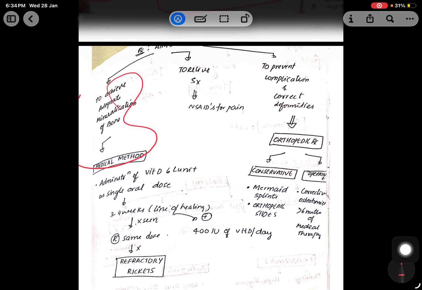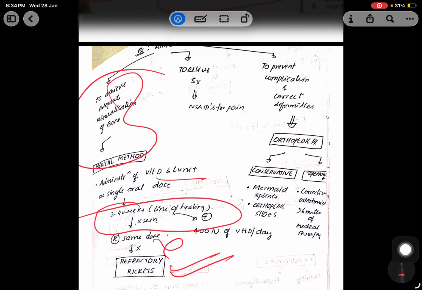To achieve adequate mineralization, obviously give vitamin D as well as calcium supplements. After 3 to 4 weeks you call them for a follow-up. Then again you repeat the dose if it's not under control. Even if it's not under control, then you diagnose it as refractory rickets, then refer to an endocrinologist.